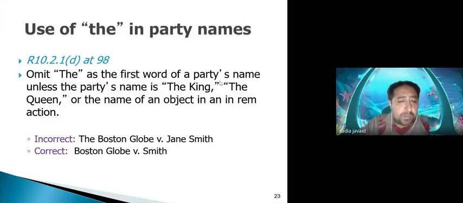Simple. It means that you are not talking about any specific person. You are discussing a common person. And Boston Globe versus Smith, there may be many in the United States or in the world. But whatever the dispute, law, or rule discussed in this matter, it will be the same for others as well.